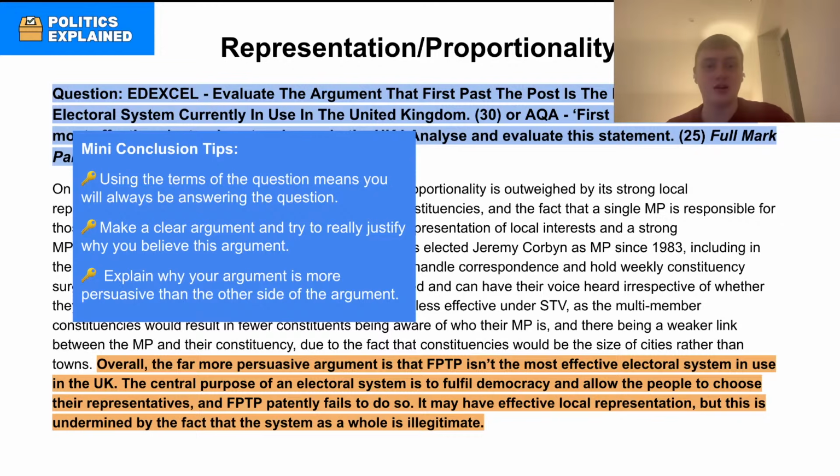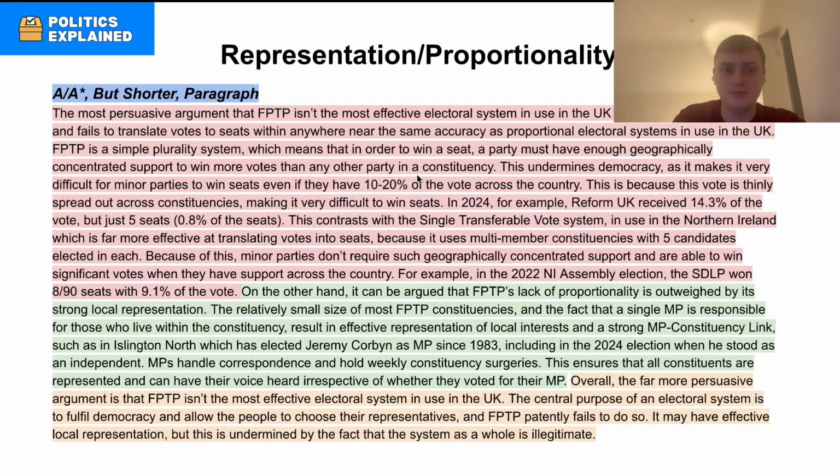So we're using the terms of the question. We're trying to be really, really persuasive and justify it. And here we're justifying it in relation to democracy. And we're explaining why it's more persuasive than the other side. Yes, we've recognized that it has more effective local representation, but we're still saying why we think it's the least effective electoral system. And that's because it's undermined by the fact that the system as a whole is illegitimate.